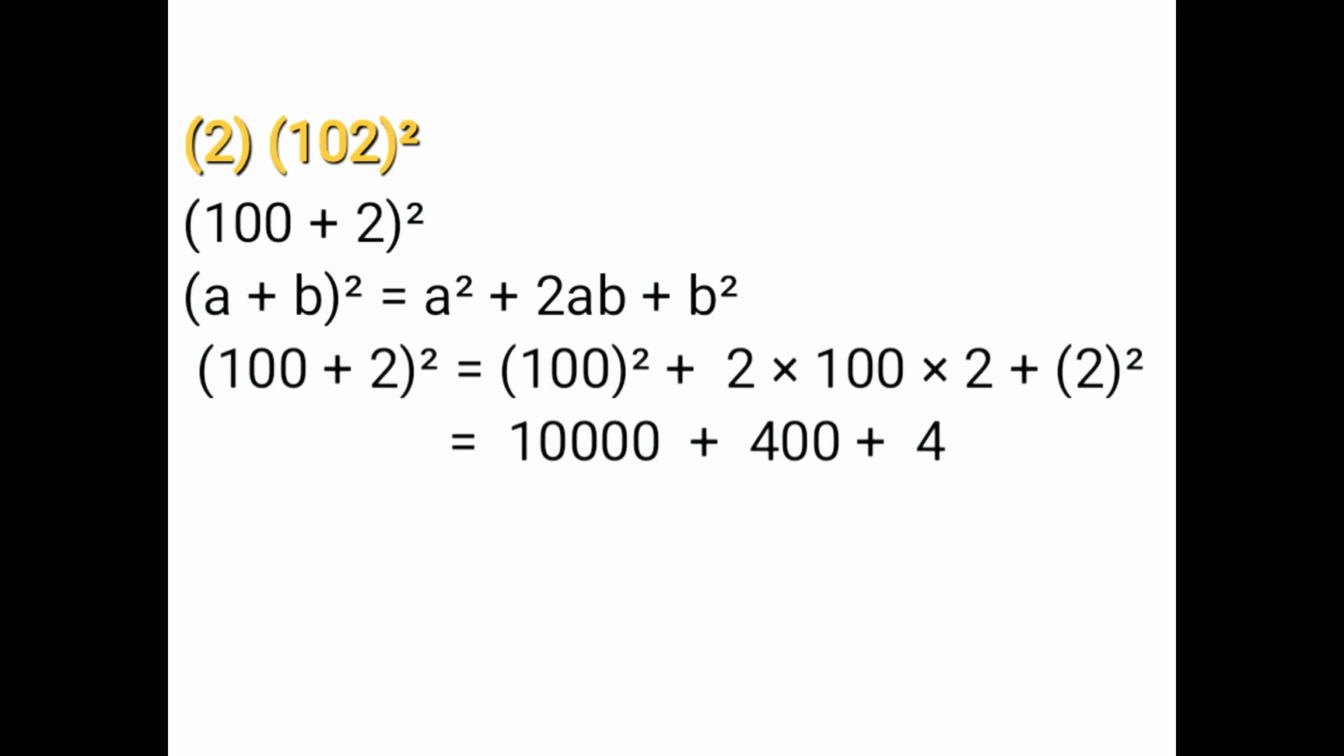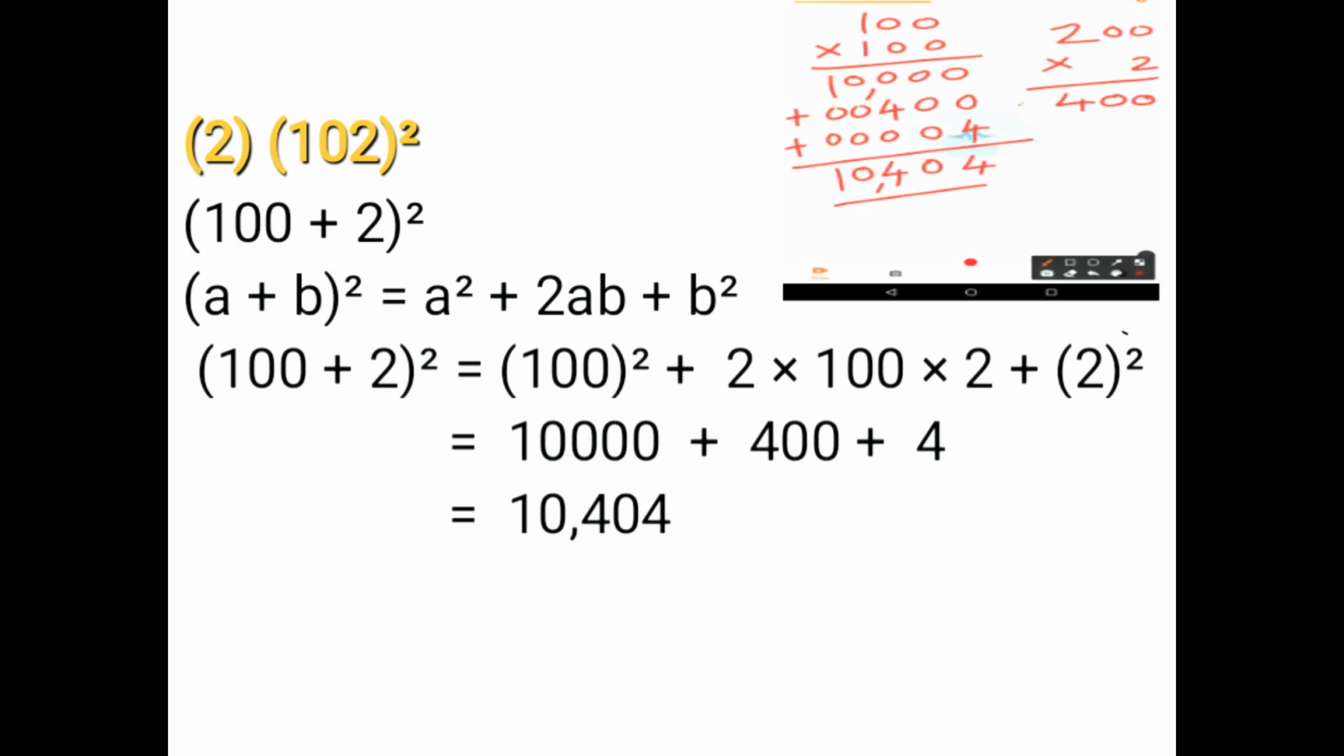The answer: 100 into 100 means 10,000, plus 2 into 100 into 2 means 400. 100 2s are 200, 200 2s are 400, plus 2 square means 4. 2 2s are 4. After adding all this, I am getting the answer 10,404.